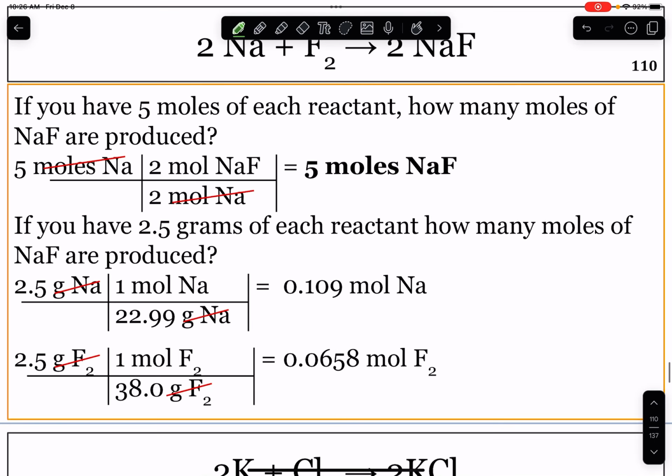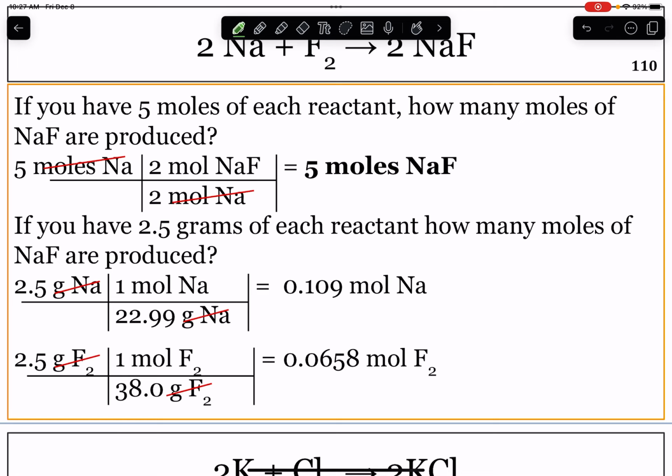All right, so I've got the first step done here. We have our 2.5 grams of sodium. Using the molar mass of sodium, we get 0.109 moles of sodium. That is how many moles are in the 2.5 grams of sodium. We also have 2.5 grams of diatomic fluorine. Diatomic fluorine has this molar mass, 38 grams per mole. So therefore, we have 0.0658 moles of fluorine.